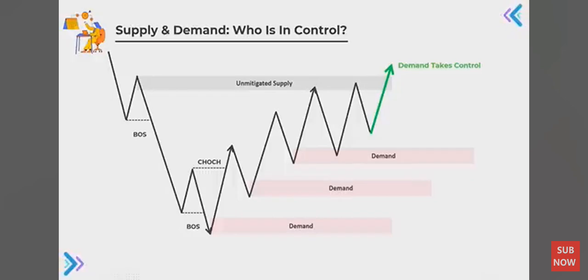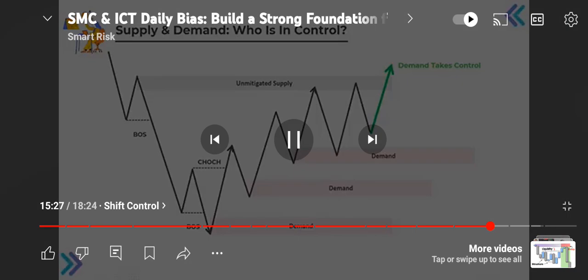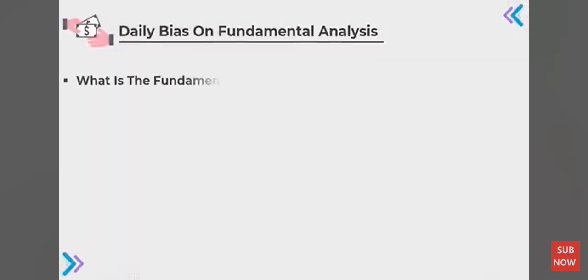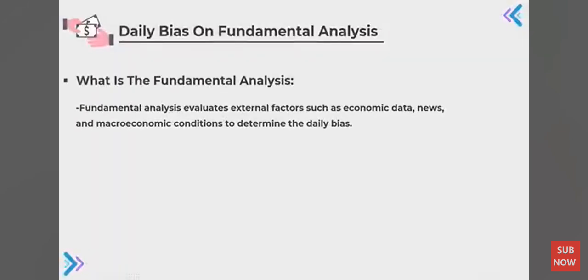Now that we've thoroughly covered all the concepts of technical analysis for determining daily bias with a simple step-by-step roadmap, let's briefly break down the fundamental analysis of daily bias. Fundamental analysis evaluates external factors such as economic data, news, and macroeconomic conditions to determine the daily bias. The first factor that needs to be considered is economic data releases.